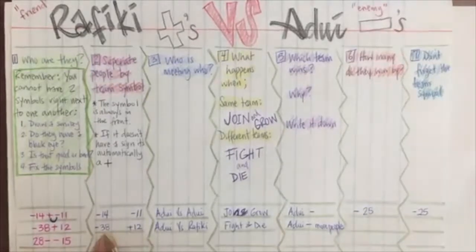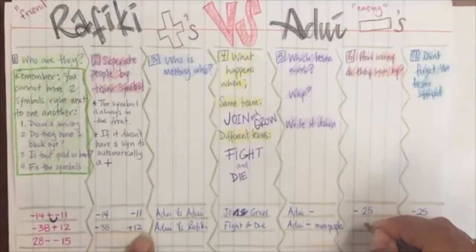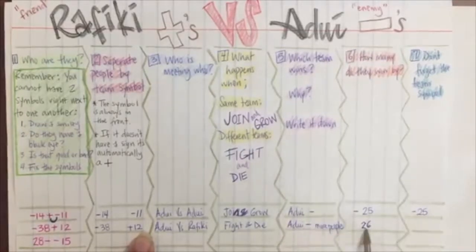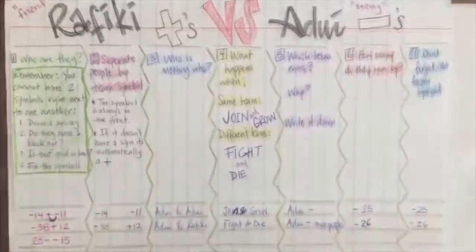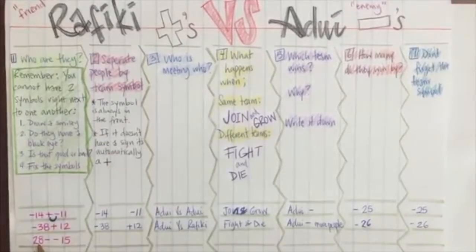How many do they win by? Now they're going to lose 12 people, so it's going to be a smaller number than 38. So that's going to be 26. And don't forget the team symbol, so very important. Who won? Adui. Adui is negative, so make sure you put the negative. Now let's do a couple more examples.